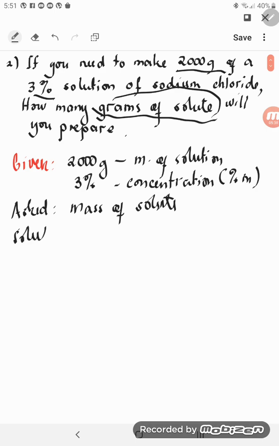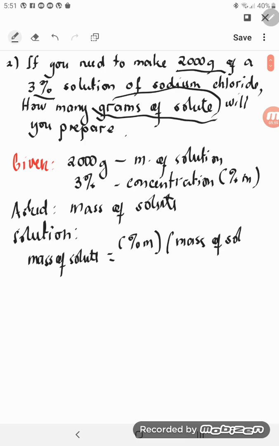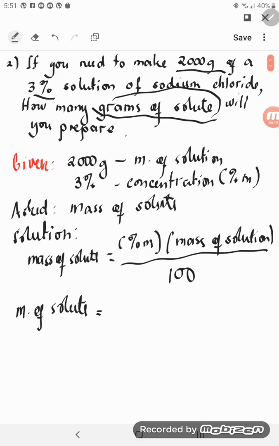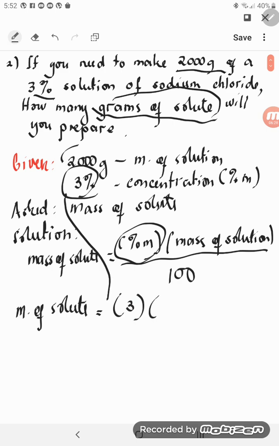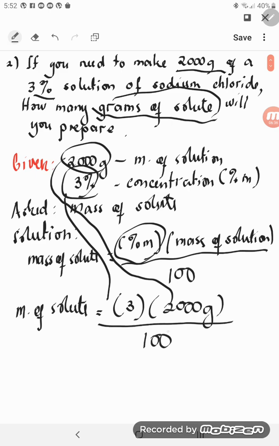So we are now ready to use our derived equation in order to solve the problem. So our derived equation is mass of solute equals percentage by mass times mass of solution divided by 100. Okay, so let's substitute now the formula. I'll just put mass of solute equals, what is our percentage by mass? That's 3. So we'll put here 3. And then the mass of the solution is 2,000 grams. So we put here 2,000 grams divided by 100.